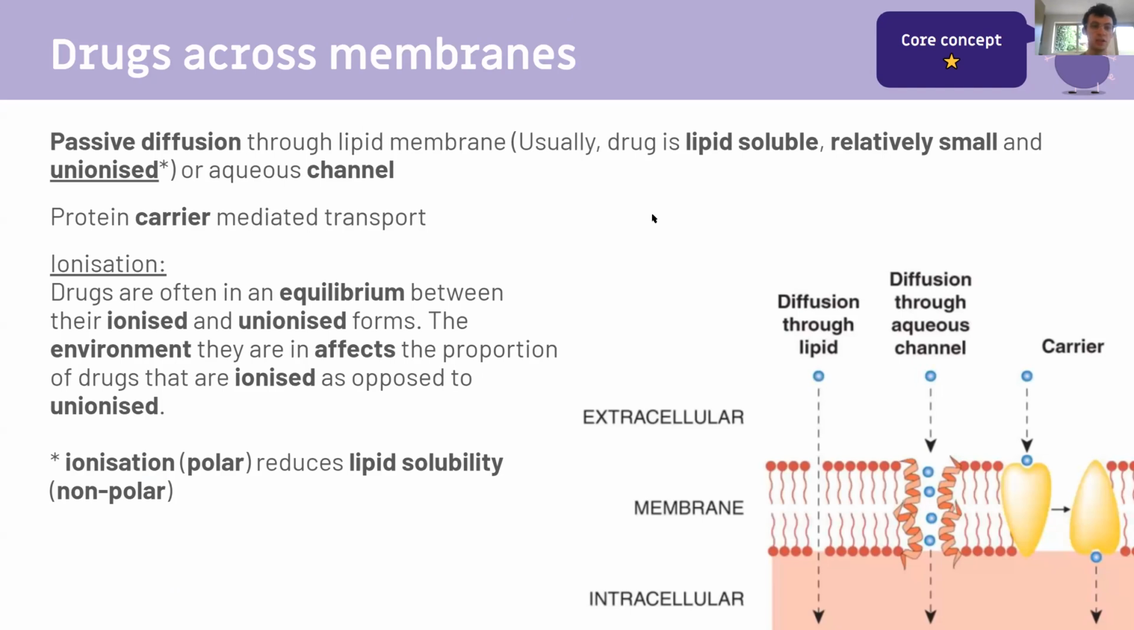Ionization: drugs are often in an equilibrium between ionized and unionized forms, and the environment they are in affects the proportion of drug that is ionized as opposed to unionized. You might remember from chemistry, you have weak acids and weak bases, and there's a proportion that is the reactant and a proportion that is the product. In the same way, a proportion of a drug will be in an ionized state and a proportion will be unionized. Important to remember, in the ionized state, it's polar, which reduces lipid solubility. Nonpolar, it's more difficult for it to go across the cell membrane.